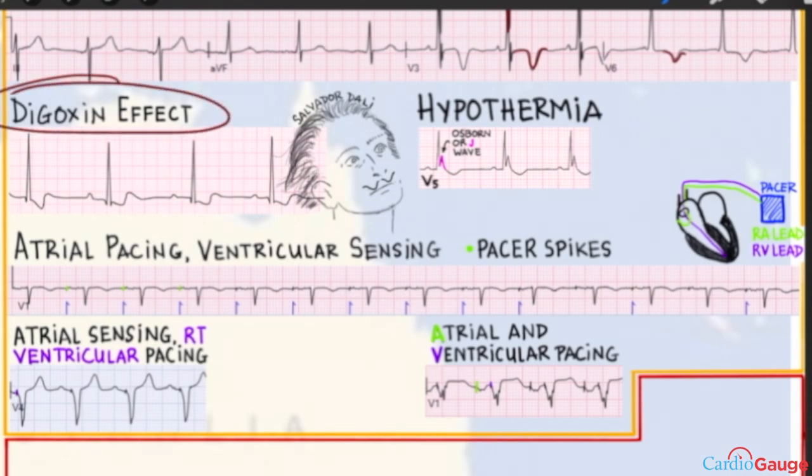Digoxin effect. Digoxin's falling out of favor, but it's still used in quite a number of patients. The classic mnemonic for that is that the ST segment looks like Salvador Dali's mustache.